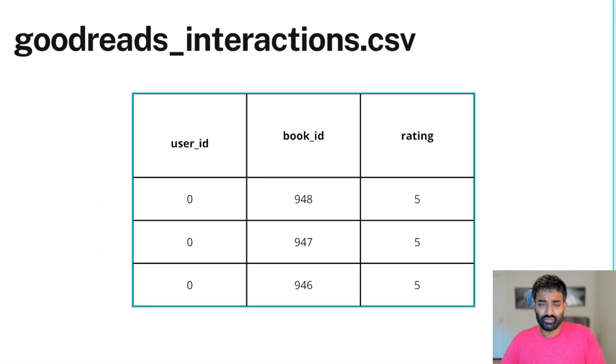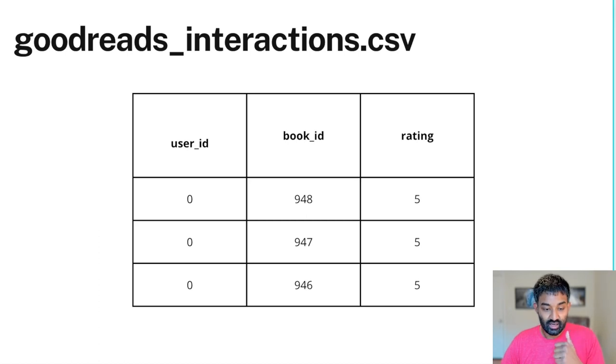So book ID 948, let's say for example, that is a Harry Potter book. That would mean that this user with ID 0 has given that book a rating of 5. And ratings can go from 0 to 5. So you can tell, if you have enough ratings, how books are actually ranking with specific users and with specific groups of users. All right, so that's the first data set.